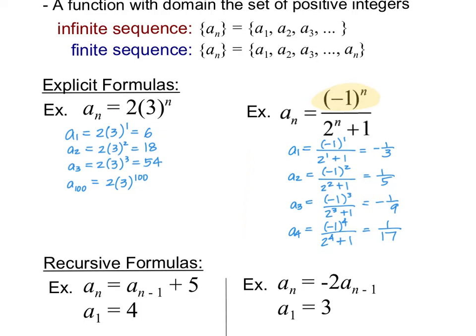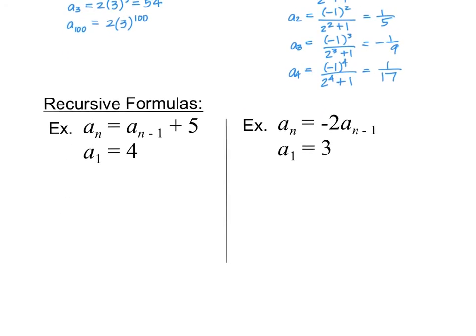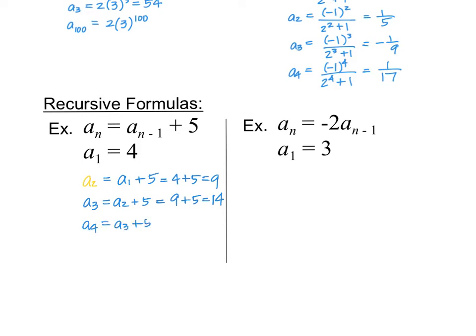Recursive formulas are also really helpful. What the recursive formula does is that to get the nth term, you have to take the previous term and add 5 to it. So A sub 2 is going to be A sub 1 plus 5, and A sub 1 is 4, so 4 plus 5 is 9. A sub 3 is going to be A sub 2 plus 5, and A sub 2 is 9, so 9 plus 5 is 14, and so on and so forth. And so the recursive formula uses the previous term to get a particular term.